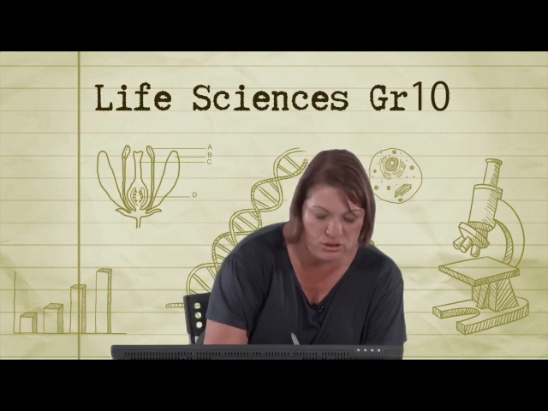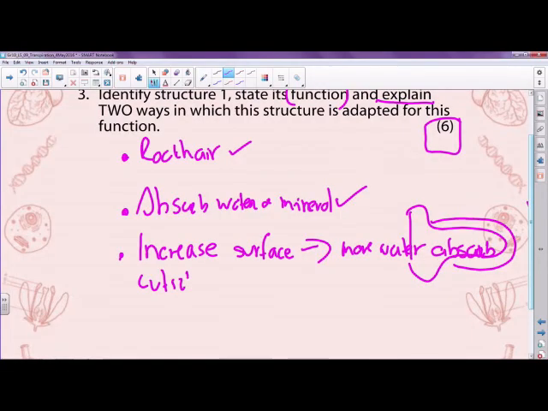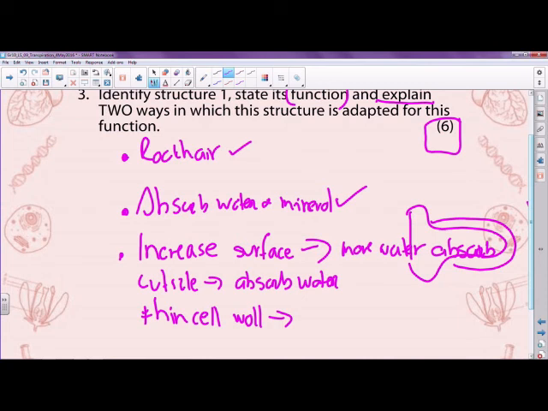What's another thing you can do? You can say it has no cuticle. Why? To absorb water. None of the roots has a cuticle. Cuticle stops water from moving out. Another thing you could say is that it has a thin cell wall. What is a thin cell wall? Water can move easier across.